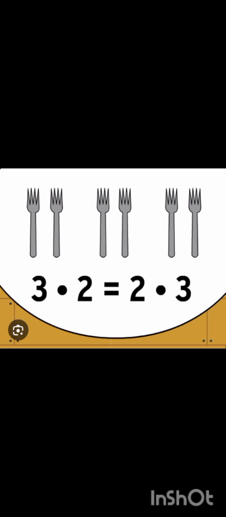Again, you can see the same with the forks. And this time we are multiplying. 3 times 2 is equal to 6. And 2 times 3 is equal to 6 because there's 6 forks. And 3 times 2 is equal to 2 times 3. This is commutative properties.